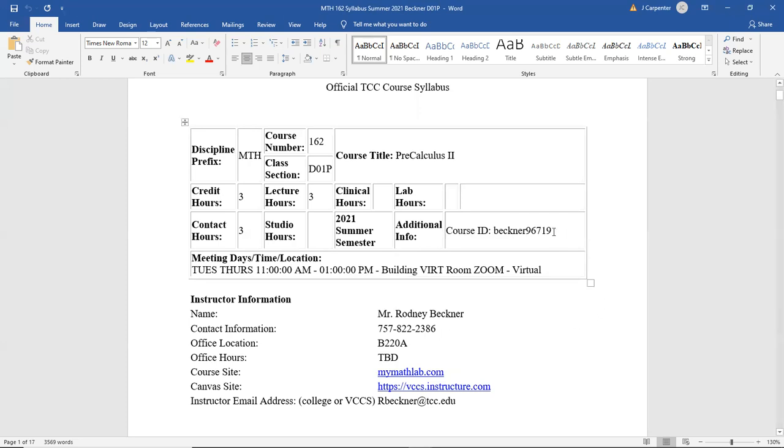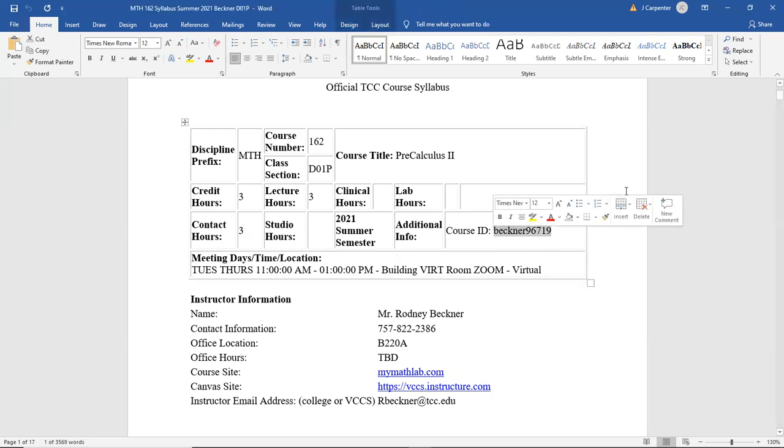Make sure that you have written down the course ID for Mymathlab. Again, that was emailed to you. I know at this point, like 2 of you have enrolled, but I will need everybody to enroll by 5 p.m. tomorrow, and we'll talk about that later.